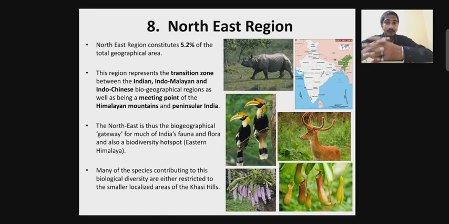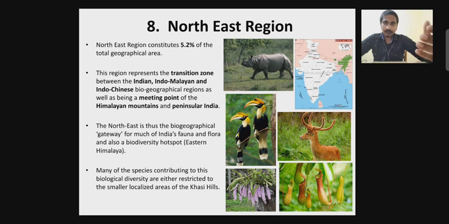Now, what is fauna and flora? I think I've discussed it earlier also in my previous classes. So fauna is the total animal species which is found in a particular area, and flora is the total plant species which is found in a particular area. Many of the species contributing to this biological diversity are either restricted to smaller localized areas or the Khasi Hills.